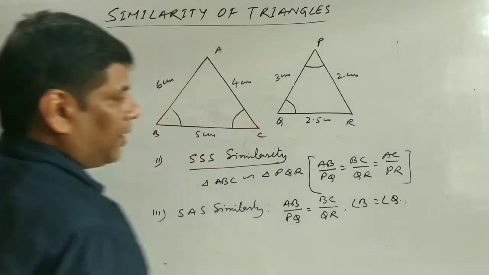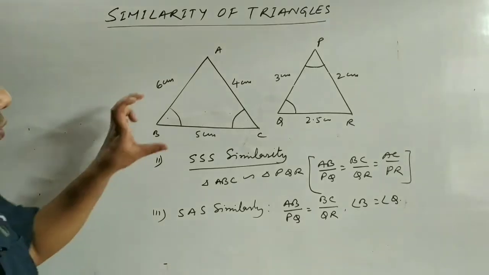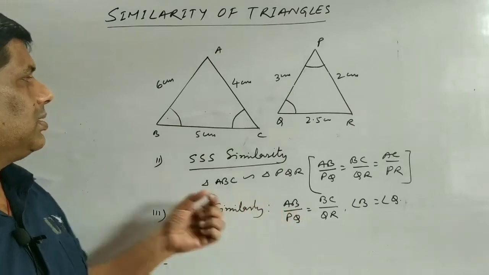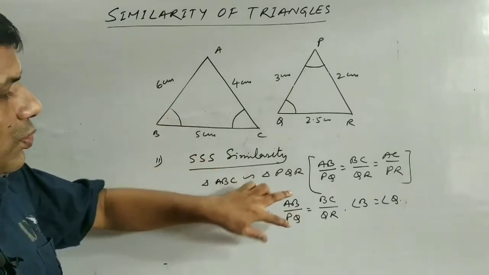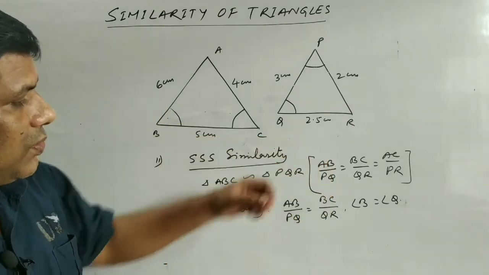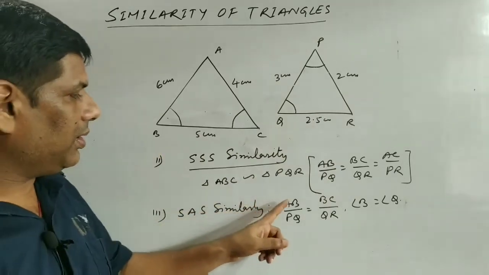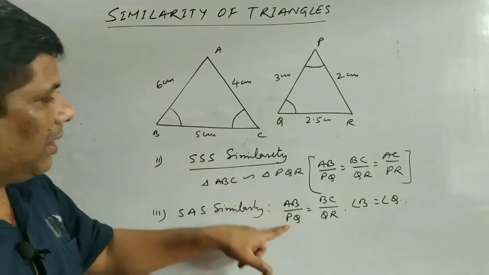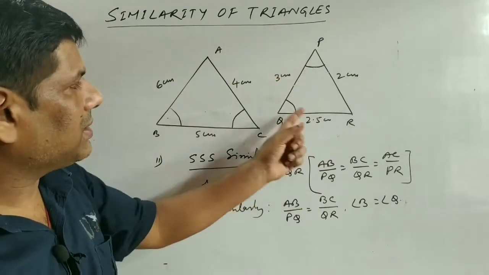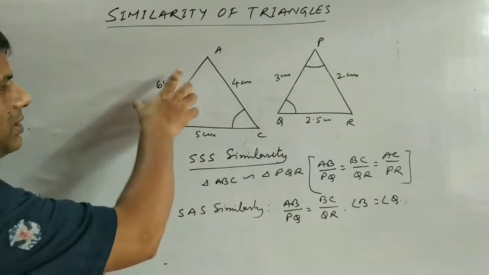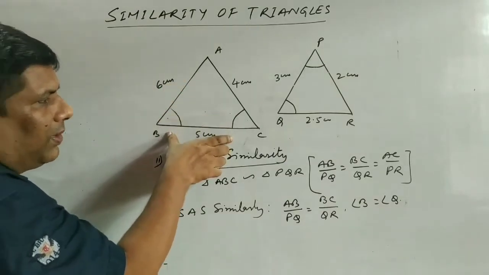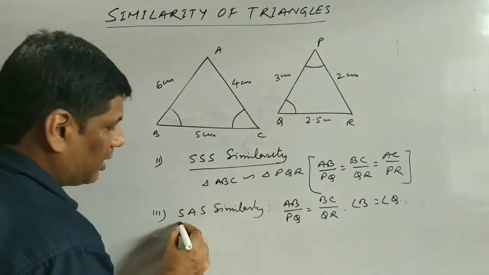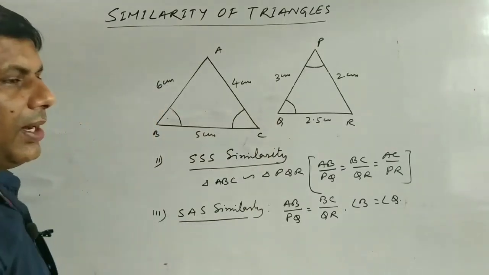So if the ratio of two sides and the included angle, meaning that lying between the two corresponding sides, AB and BC make angle B, and PQ and QR make angle Q. So if two sides correspond, the ratio of two sides will be equal and also the included angle will be equal, then the triangles are said to be similar by SAS similarity.